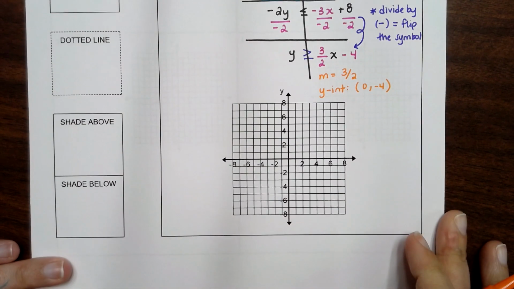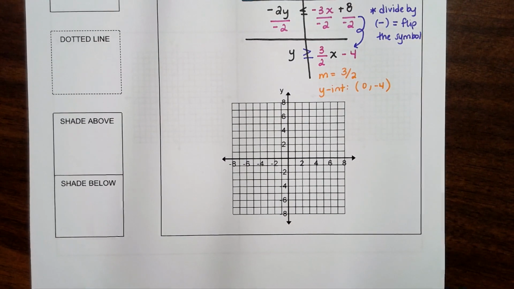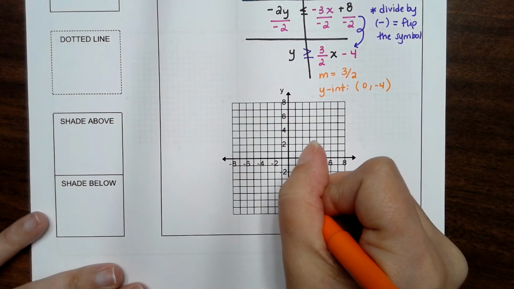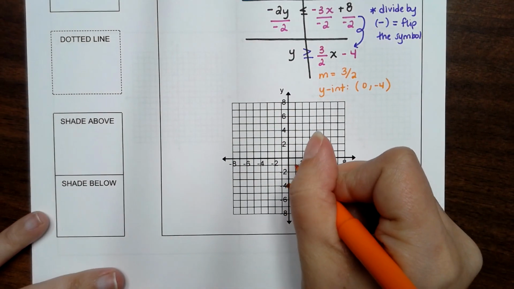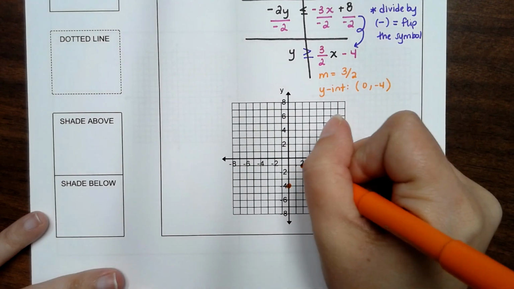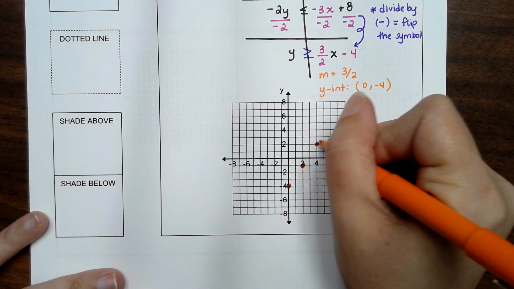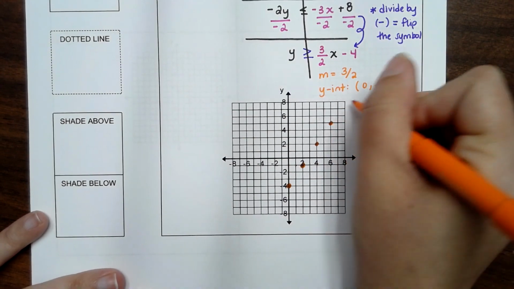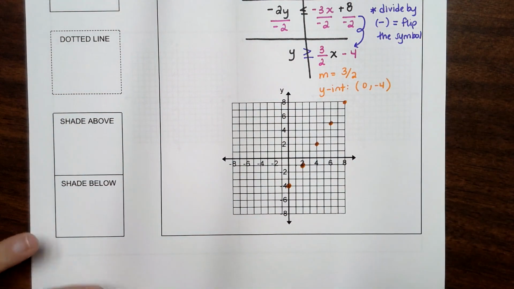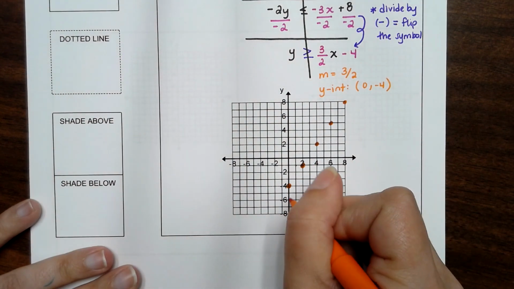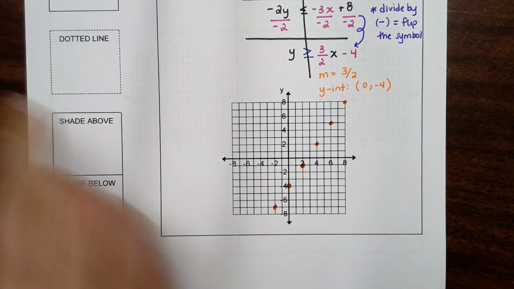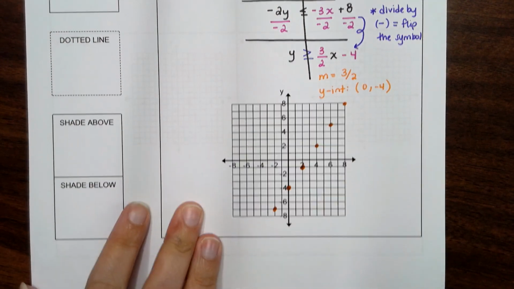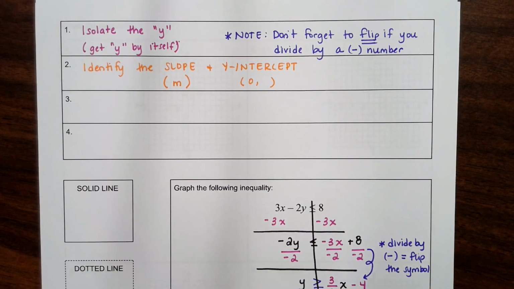Using that information, I can graph some points on my graph. So I would start at 0, comma negative 4, and then I would go up 3 over 2, up 3 over 2, up 3 over 2. I could also reverse by going down 3, left 2. Now don't connect the dots because here's where graphing an inequality and graphing an equation are different.